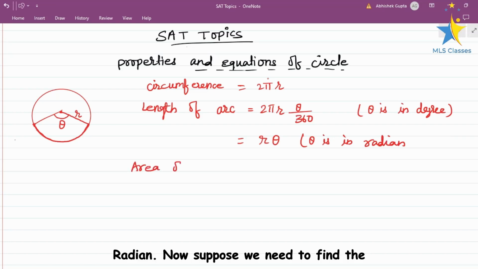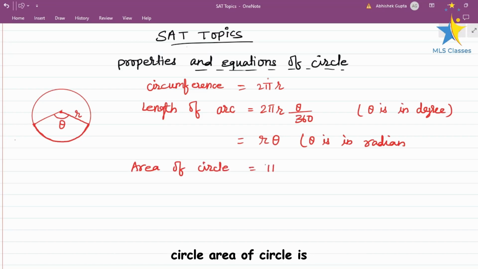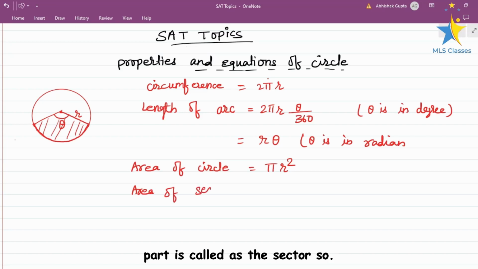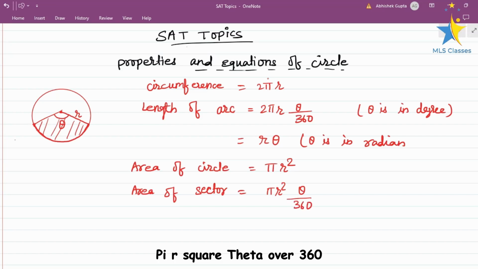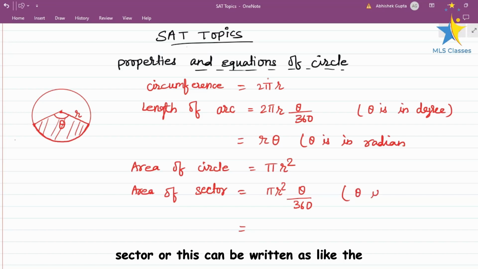Now suppose we need to find the area of this. We know that the area of a circle is pi r square. So similarly, here the area of any sector, this part is called the sector, is pi r square theta over 360 degrees. So this will be the area of sector, or this can be written like in the length.